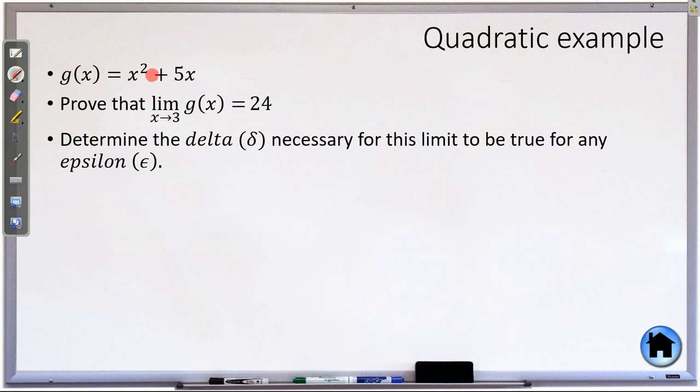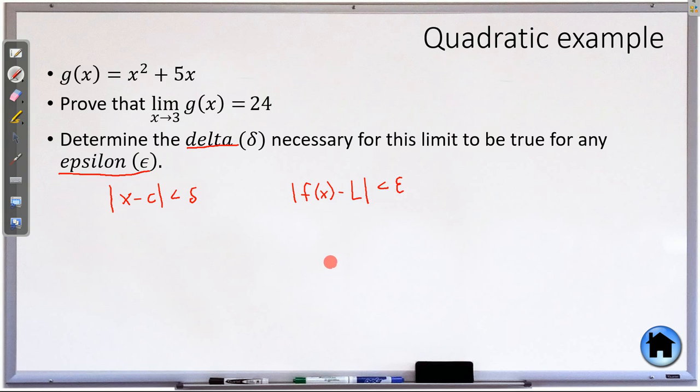Hopefully you can see if you plug in 3, 9 plus 15 does give us 24. But prove that the limit exists by determining a delta for any epsilon, which means I need an equation that relates delta and epsilon. So we start with what must be true for the x's, must be less than delta, and then for the y's, so make sure you think f of x is y, minus the limit, which is a y value, is less than epsilon.